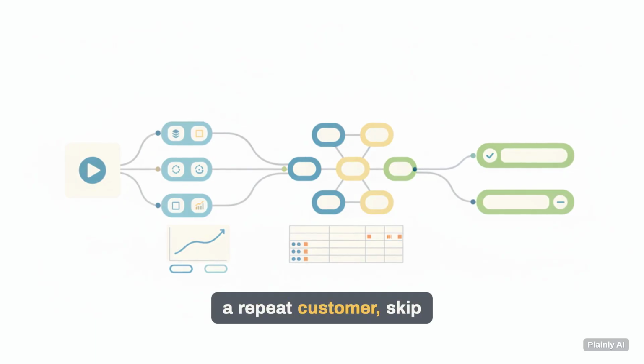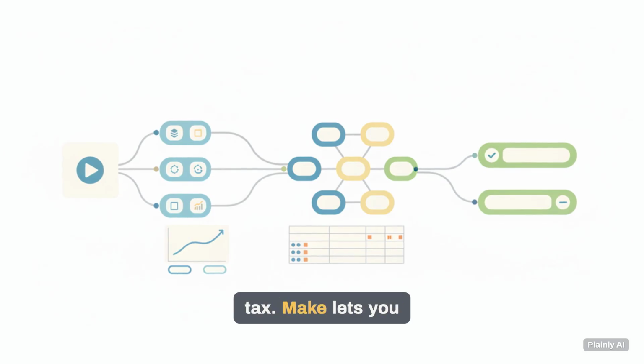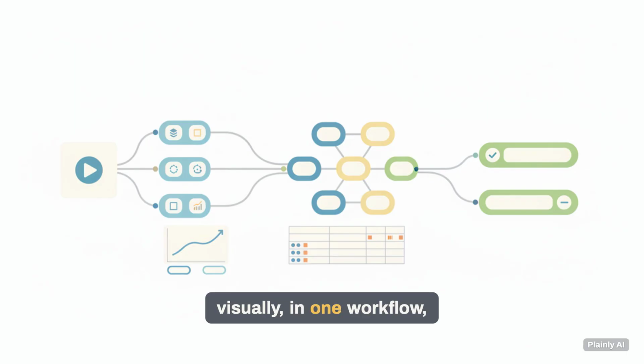If it's a repeat customer, skip the welcome email. If it's from a new region, flag it for tax. Make lets you build all those branches visually in one workflow and watch the data flow through each step.